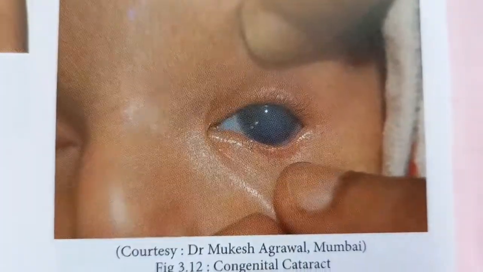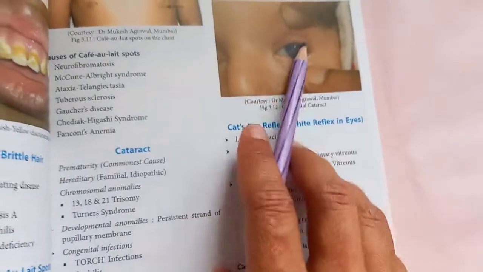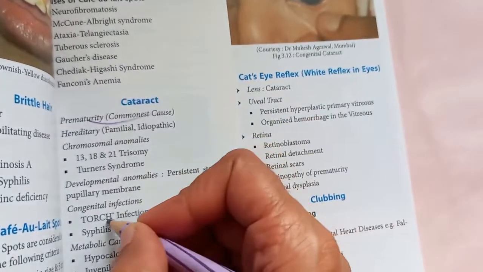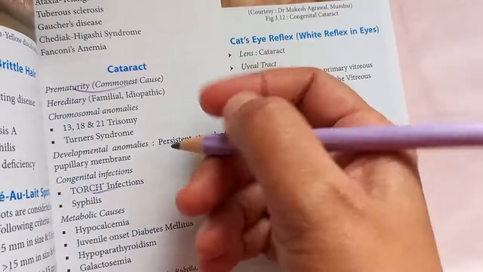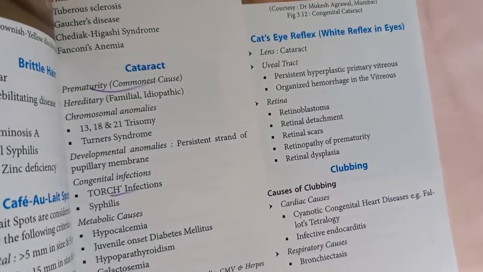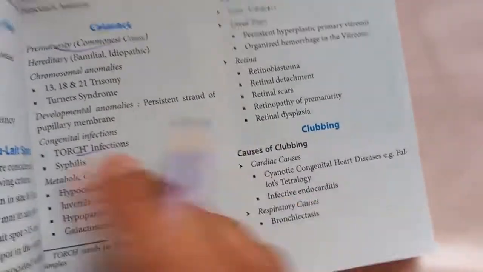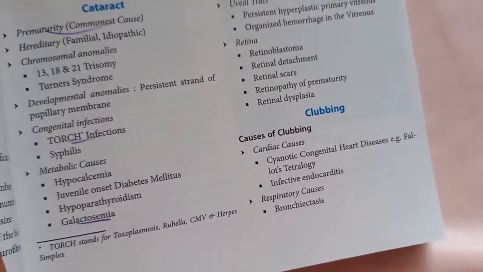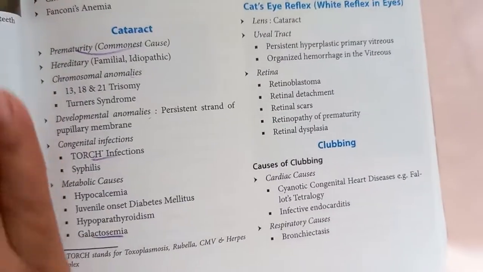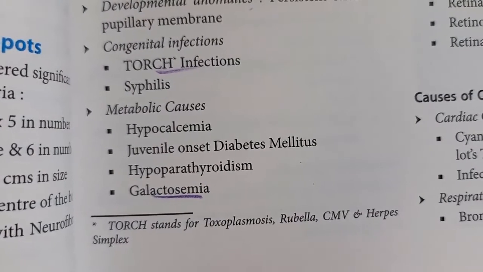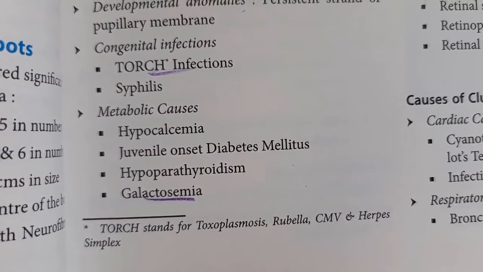How's it going, people? Are you ready? Look at this one. What do you see here? This is congenital cataract. So what are the causes of congenital cataract? Prematurity is the most common cause of cataract, it says. I know only the storch infections one. All the rubella, etc., isn't it? Then, standard things you will write is hereditary, chromosomal anomaly, etc. Metabolic causes, you should know this galactosemia, isn't it? Hypocalcemia, galactosemia. And this hypoparathyroidism goes along with this hypocalcemia. What do you say, people?